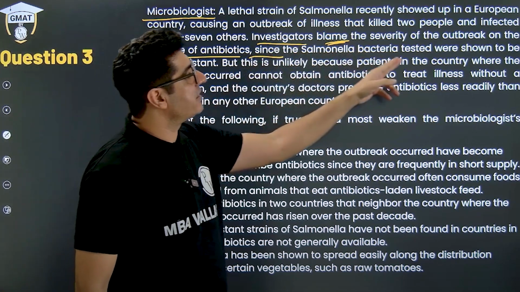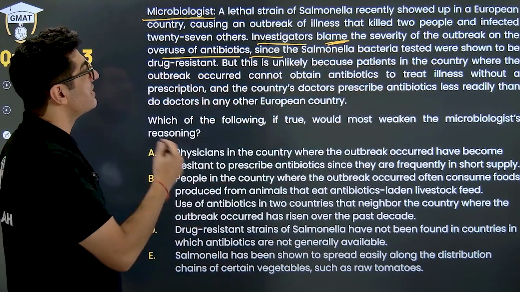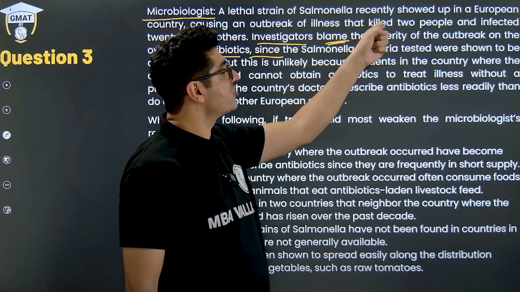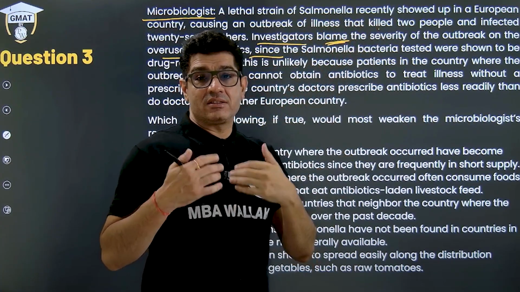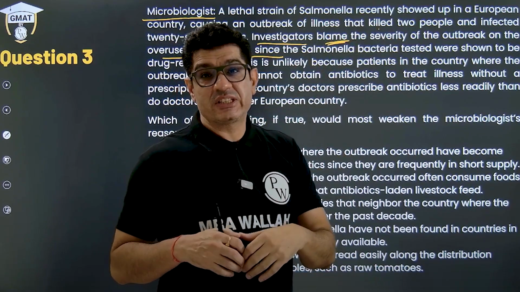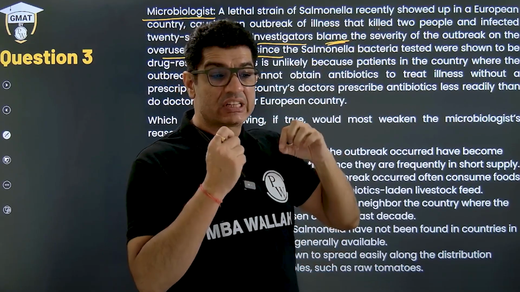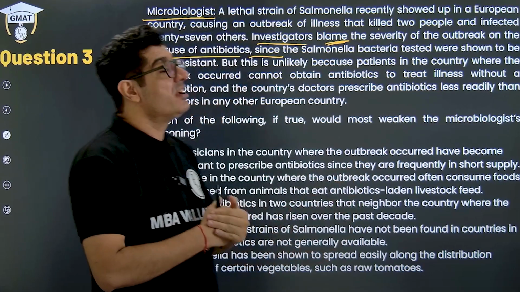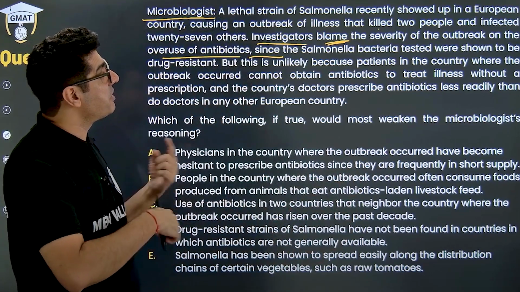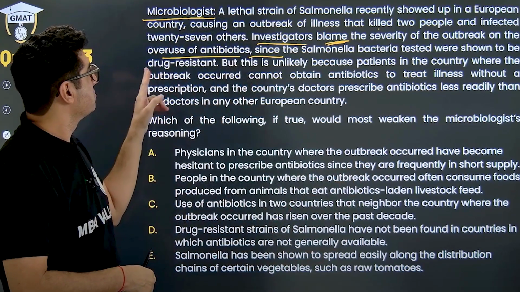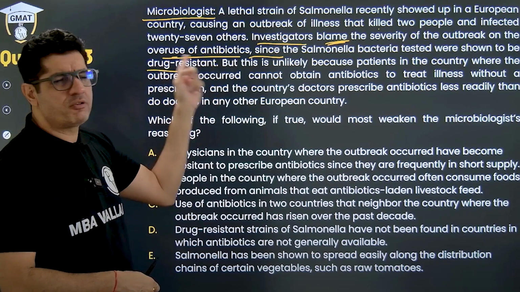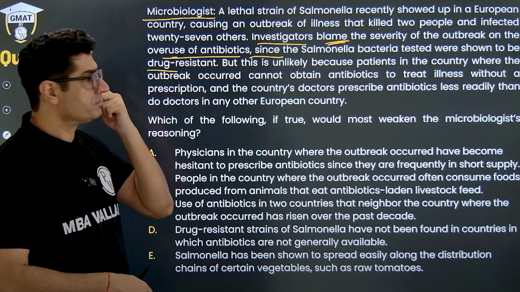Because the Salmonella bacteria tested were shown to be drug resistant. So these people had some infection. But the strain of Salmonella was drug resistant, so you could not kill the bacteria in the body, and that is why the people died. And why could you not kill them? Why did they become drug resistant? Because of this fact, overuse of antibiotics.